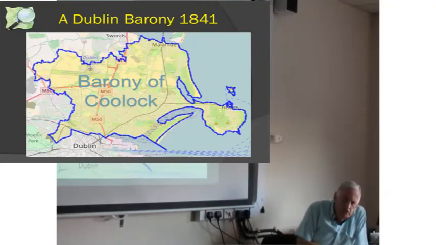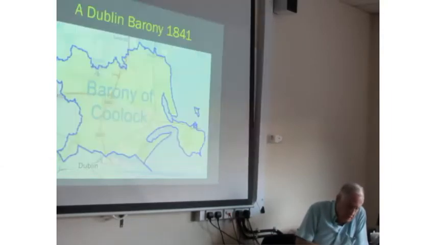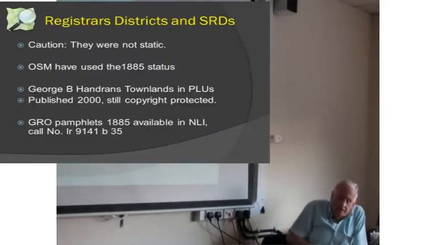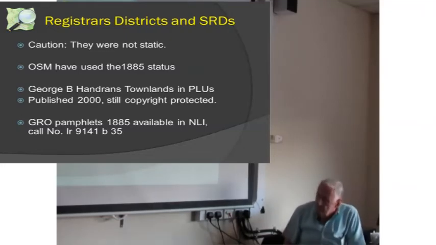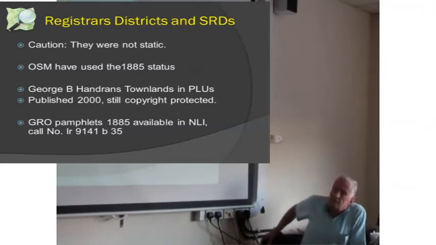The baronies for the whole country are on the OpenStreetMap resource. Registrar's districts were not static, in that the boundaries of them were changed from time to time. For the mapping of the ones that we've done, which is only about 50 of them, we've used the 1885 status. I know in the National Library and other libraries they have a nice map showing the superintendent registrar's districts, but the map is undated, and I don't know to what date it belongs.